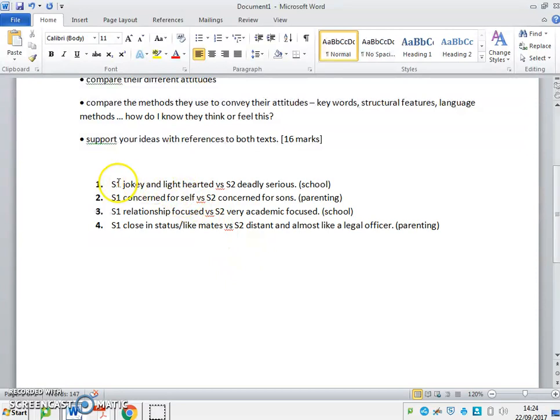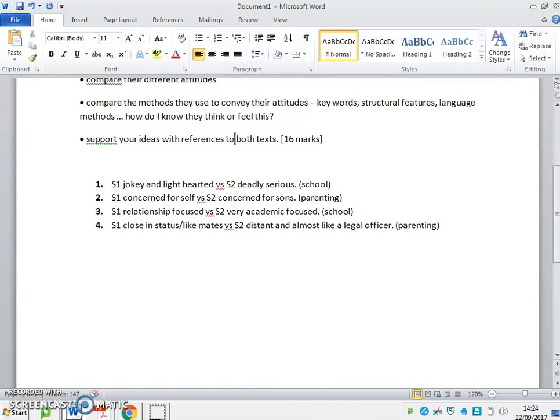Each of these is a comparison. And that way I would know that I had written enough to consistently hit all of those features on the AO3, but equally I'm not trying to write 100 things. In fact, if you only got down to say 3 or 4, but your paragraphs were really good, you would still get a strong mark.